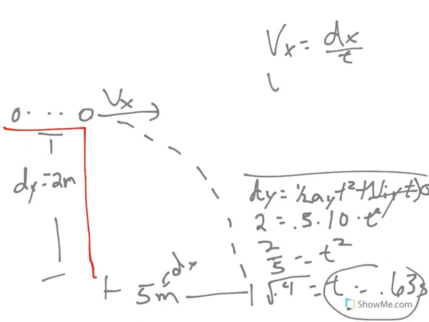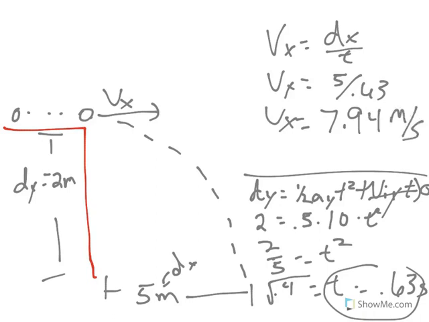That goes back in up here. Vx is equal to 5 divided by 0.63. And 5 divided by 0.63 is 7.94. And so that would be the velocity that it rolled off the desk with, 7.94 meters per second. Moving on to question number 6.